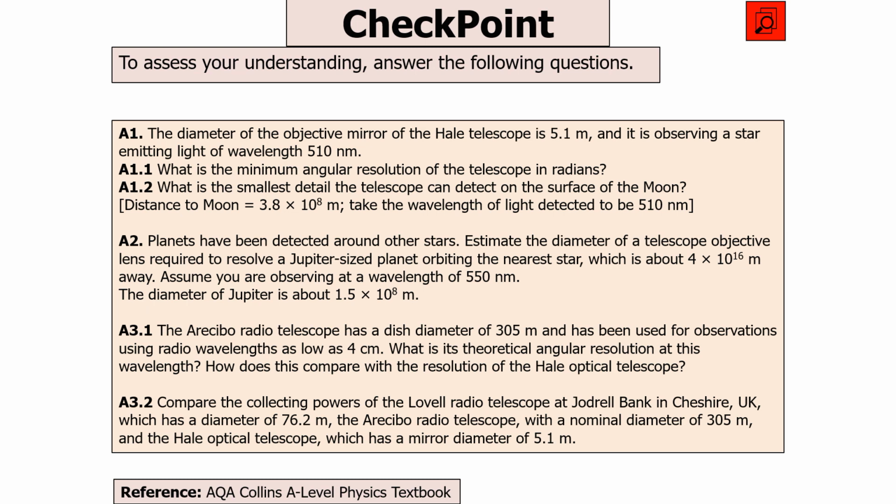The next question says the diameter of the objective mirror of the Hale telescope is 5.1 meters and it's observing a star emitting a wavelength of 510 nanometers. What is the minimum angular resolution of the telescope in radians? What is the detail the telescope can detect on the surface of the moon? Planets have been detected around other stars. Estimate the diameter of a telescope objective lens required to resolve a Jupiter-sized planet orbiting the nearest star, which is about 4 times 10 to the 16 meters away, assuming you're observing at a wavelength of 550 nanometers.